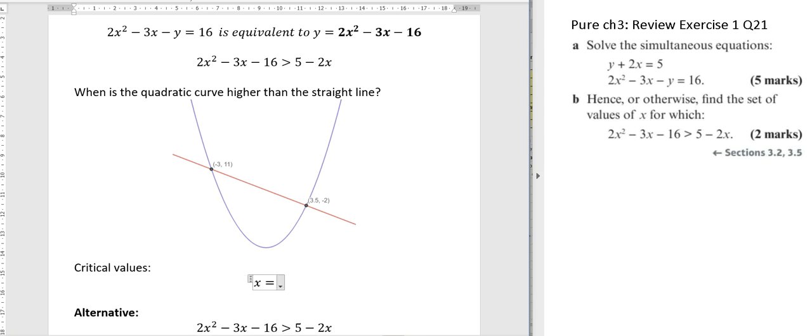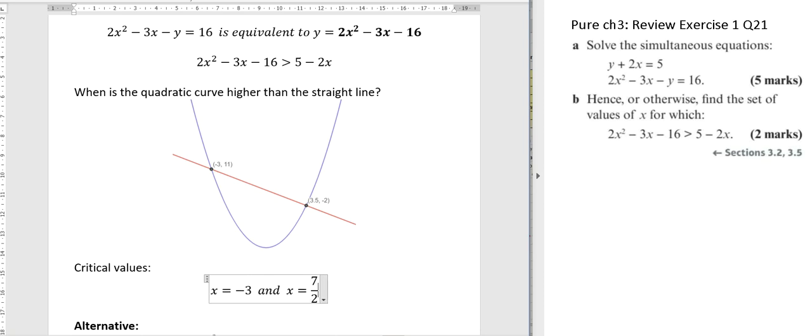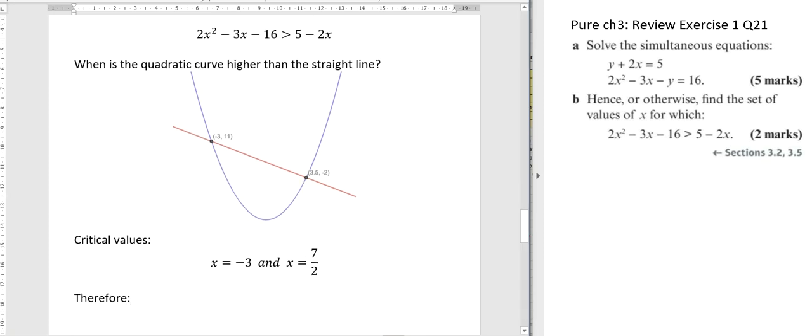We know that the critical values are x is minus 3 and x is 7 over 2, 3.5. Given those critical values combined with our graph, therefore, we can identify the range of values of x for which this is true. You can see from this diagram when the curve is higher than the line. It happens if x is big enough, if x is beyond 3.5, or if x is small enough, below minus 3. So x has to be either greater than 7 over 2, or x has to be less than minus 3.